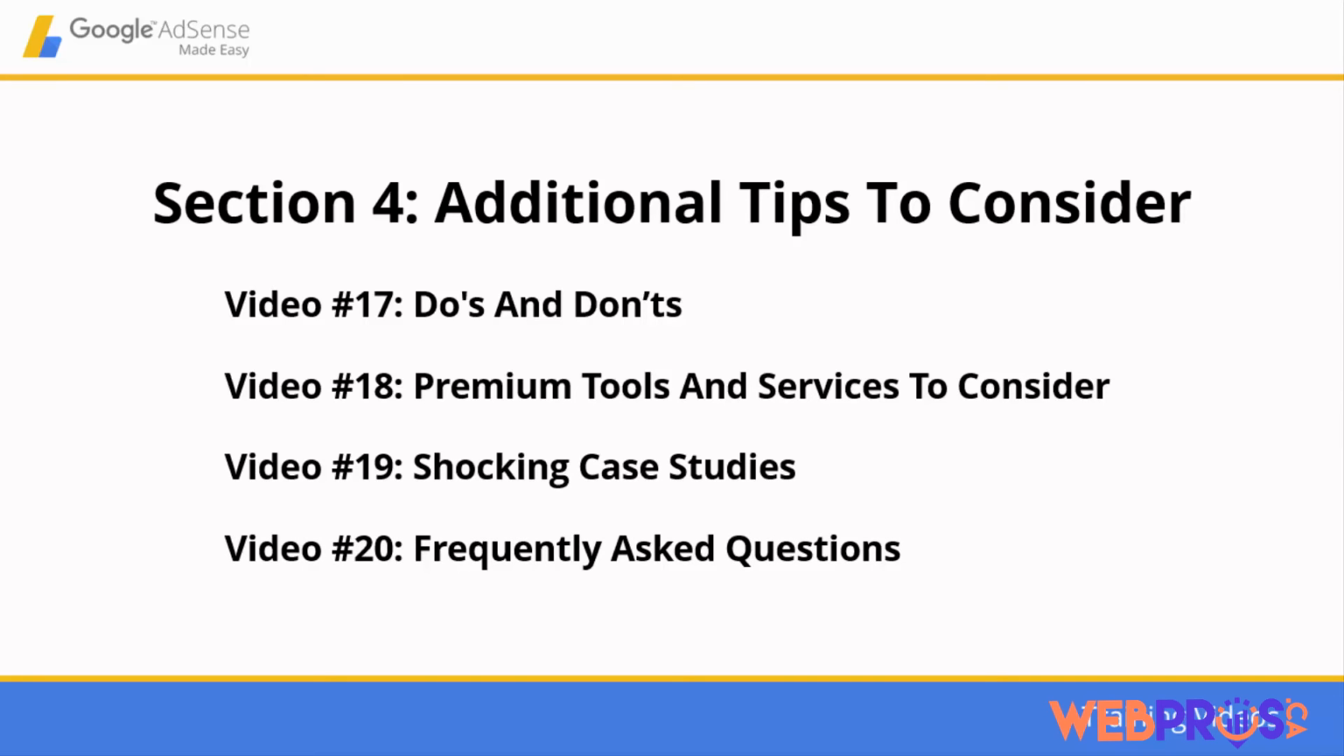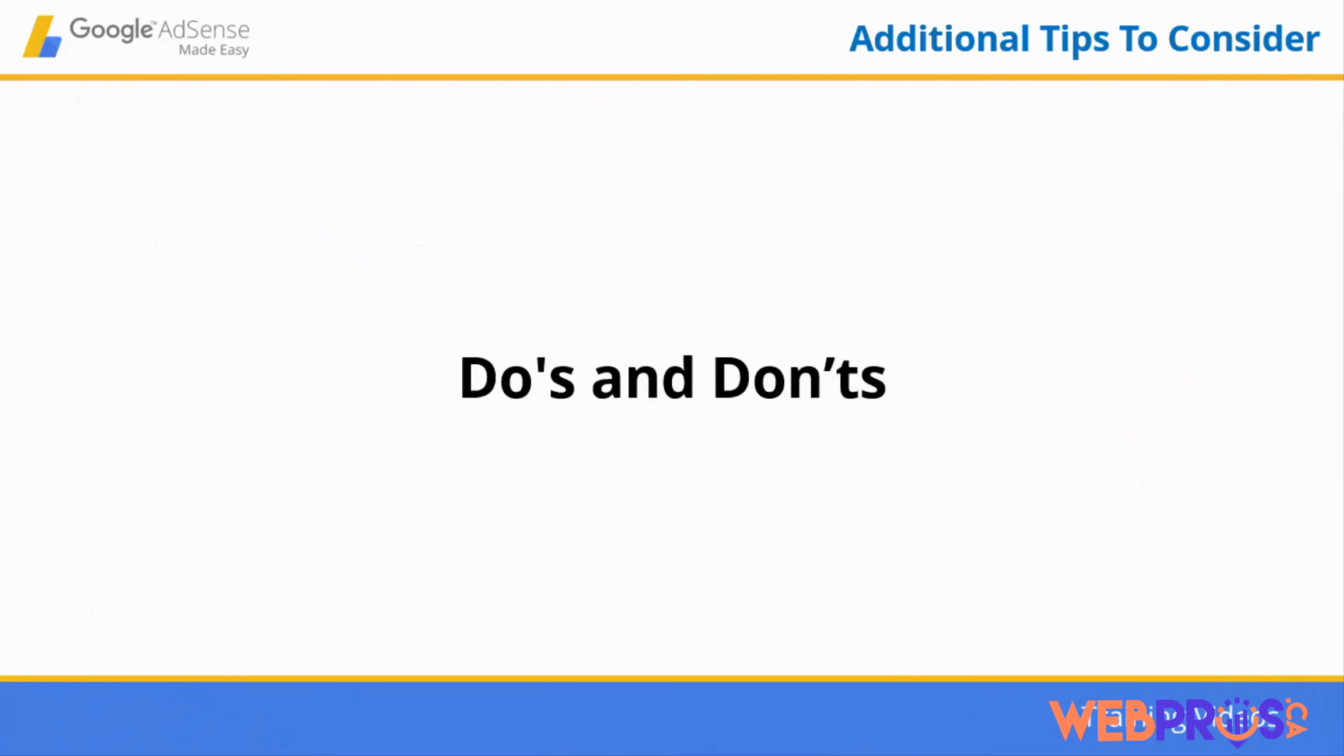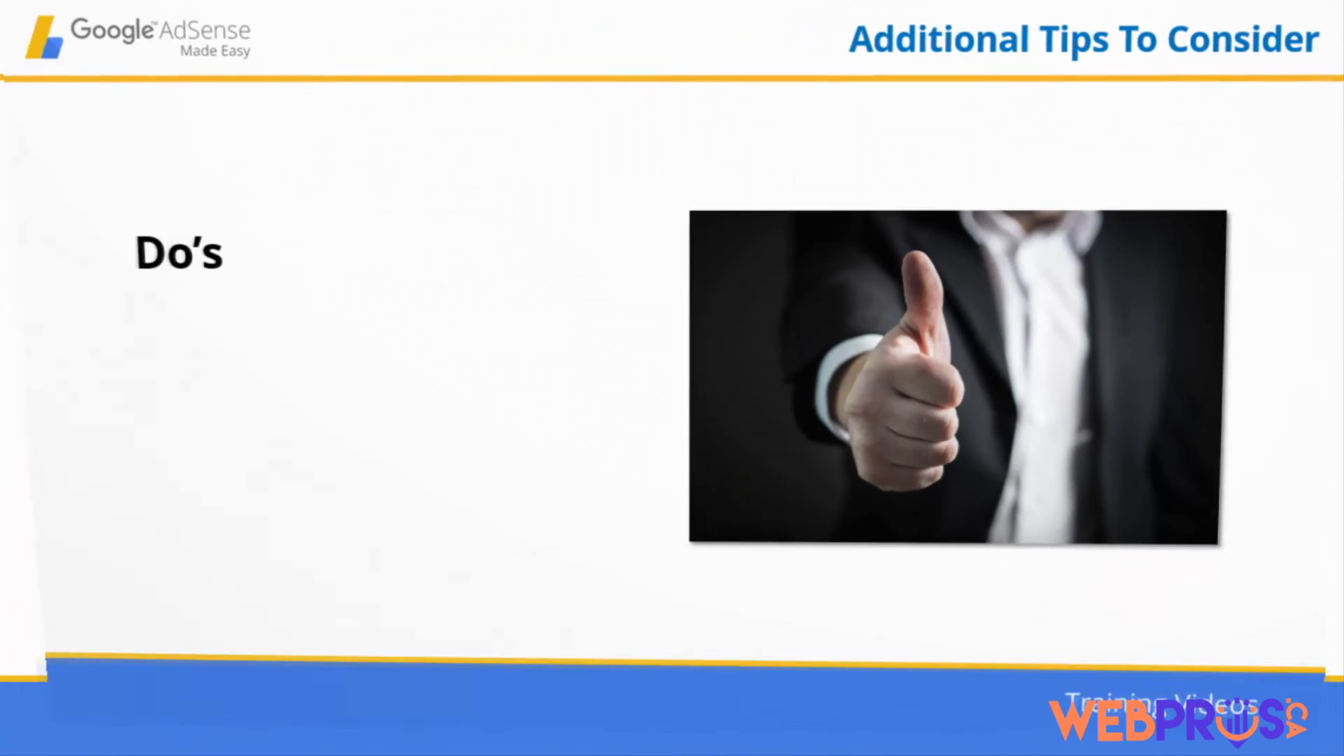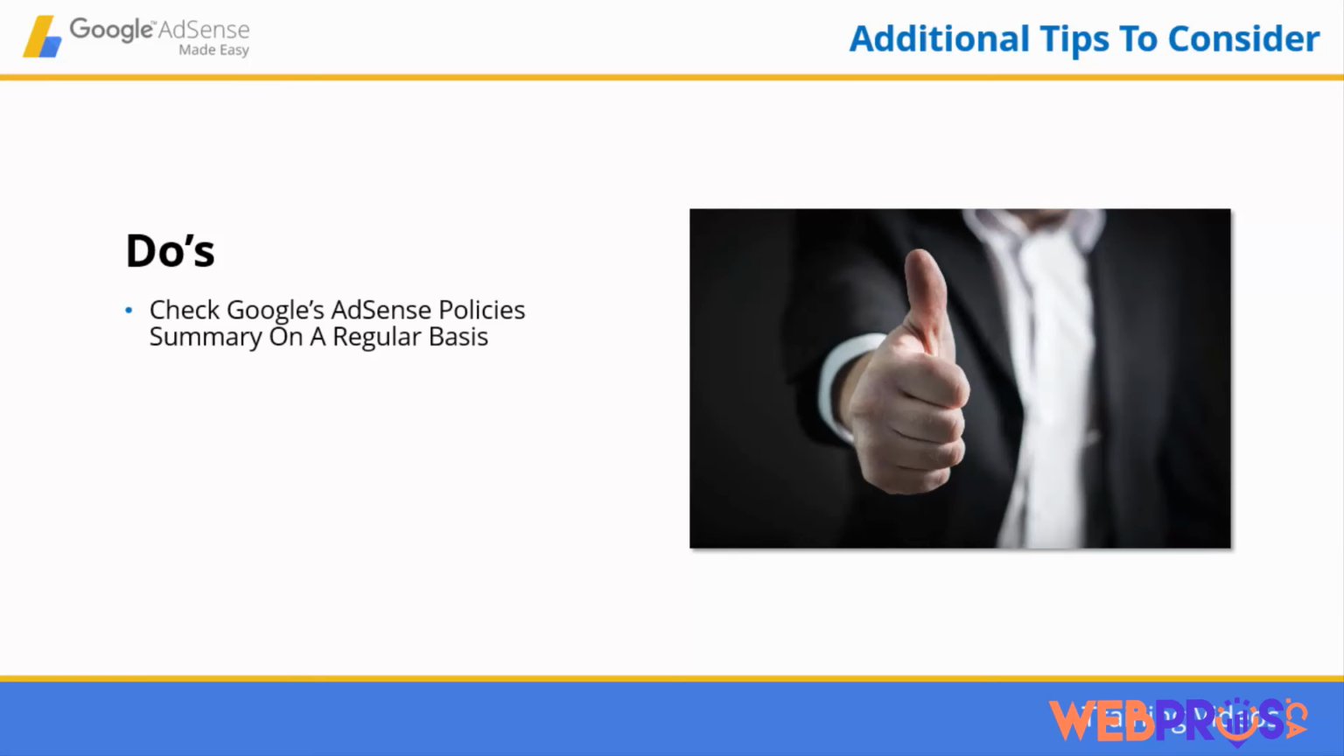So let's start by discussing what are the best practices and what are the things to avoid as an AdSense publisher. Do's and don'ts. Do's. Check Google's AdSense policies summary on a regular basis. Google is constantly updating its AdSense terms of use and policies, so it is a good practice to constantly check its policy support page as well, to avoid violating newer rules or terms of service.